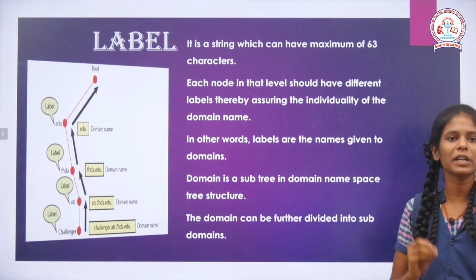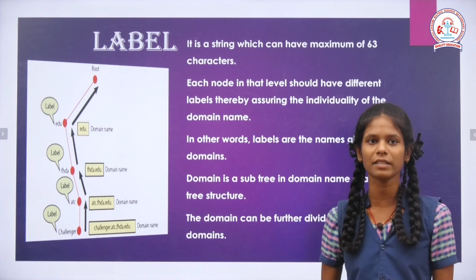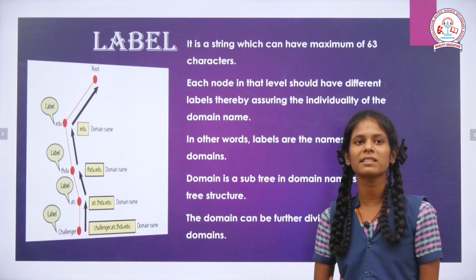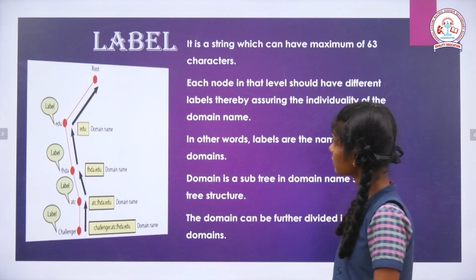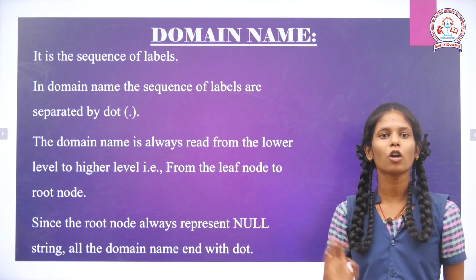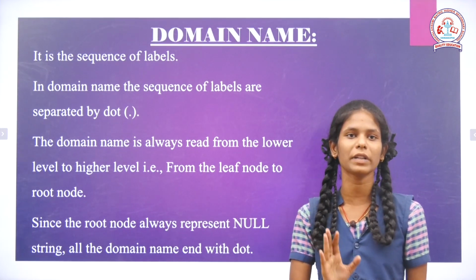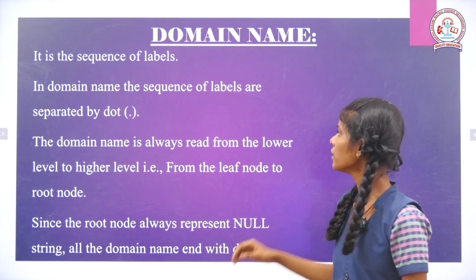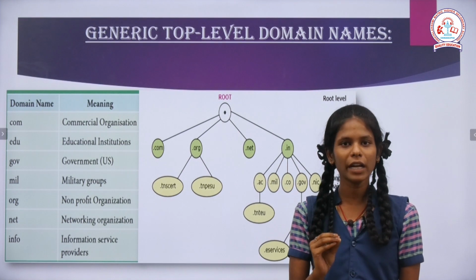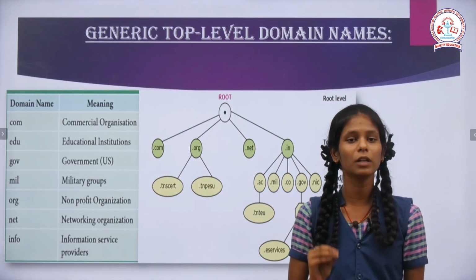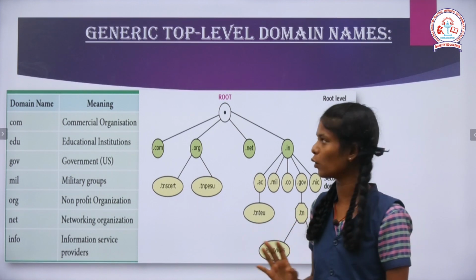Each node of the tree-like structure consists of a label. Label is nothing but a string with up to 63 characters. Domain is a subtree in the namespace tree structure. Domain name is a sequence of labels which ends with a dot and is separated by dots. Generally the domain name is written from the lower level to the higher level, which means from the leaf node to the root node.